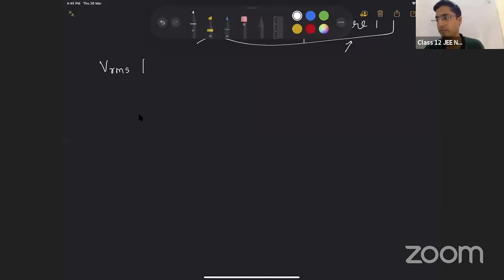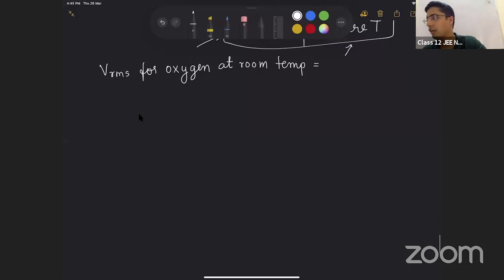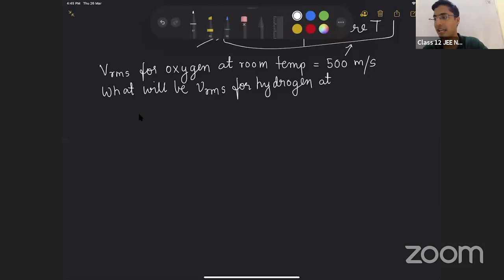VRMS for oxygen at room temperature is 500 meters per second. Okay. What will be VRMS for hydrogen at the same temperature?